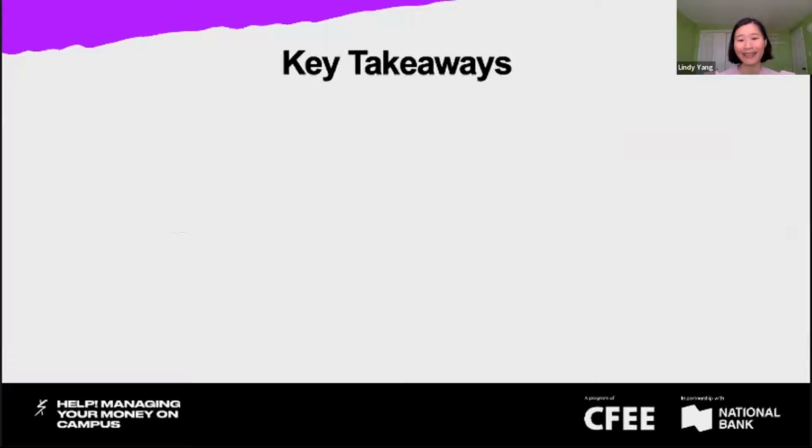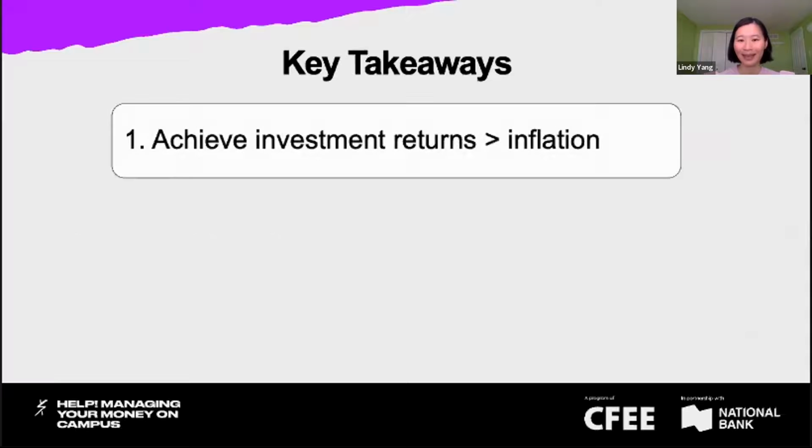All right, let's take a look at our key takeaways. First, earning more than inflation is important. Over time, the purchasing power of money decreases, which means the money you have today will be worth less in the future. Therefore, in many instances, it's best to earn some sort of interest on the money you save in order to keep up with inflation.